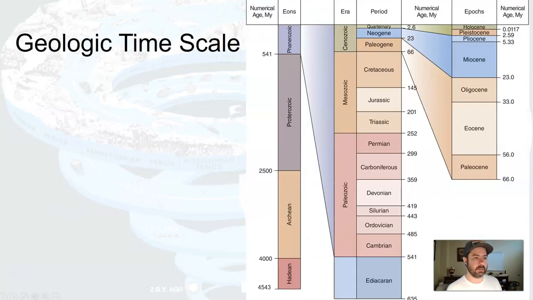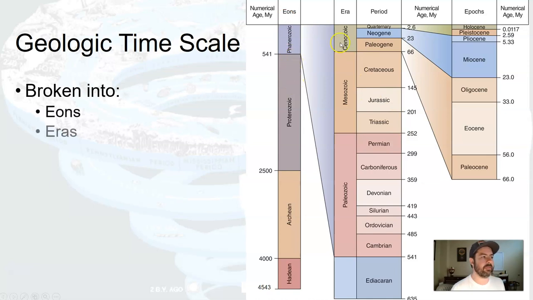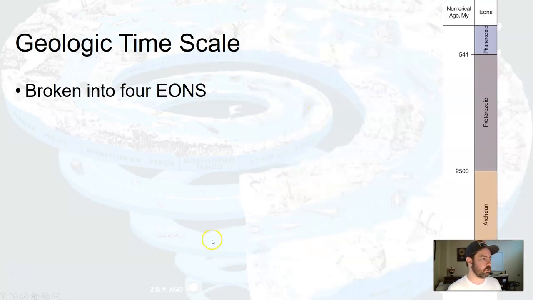All right. So, a different look at the geologic time scale. The geologic time scale is broken up into eons, which are the biggest chunks, and then eras, periods, and epochs. Let's break down each of those a little bit further. So let's first talk about eons. Those are the biggest chunks of time.